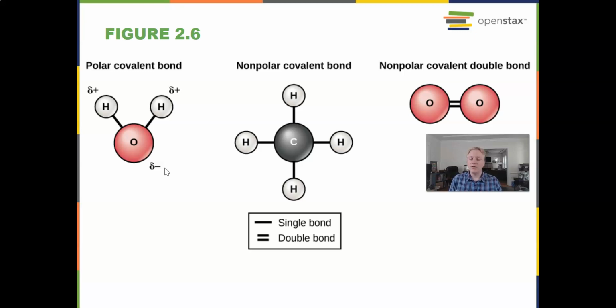There are numbers associated with this, but I'm not going to ask you to know them. But I will ask you to know the term electronegativity, and I want you to know why it is that water is a polar covalent bond. Why is it that oxygen has electrons spending more time around it? The easy answer is electronegativity.